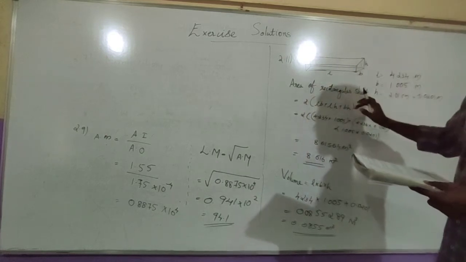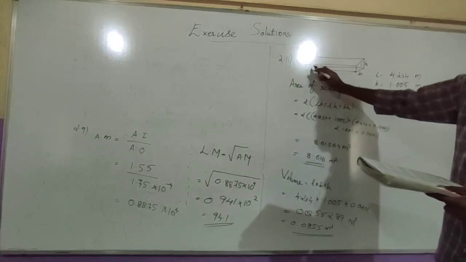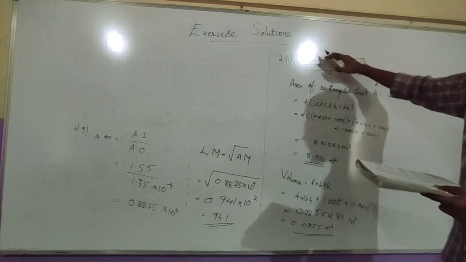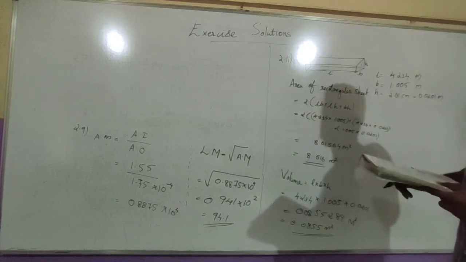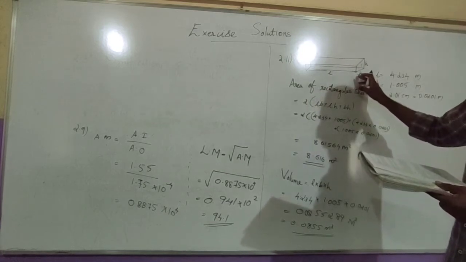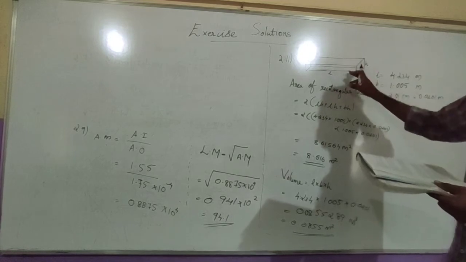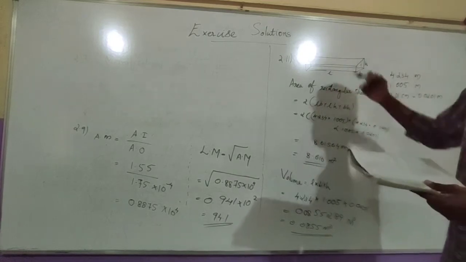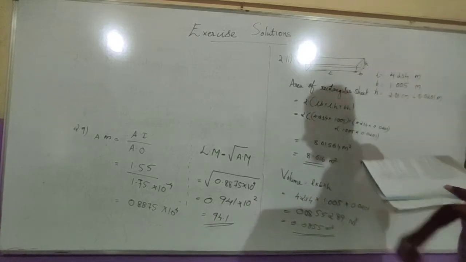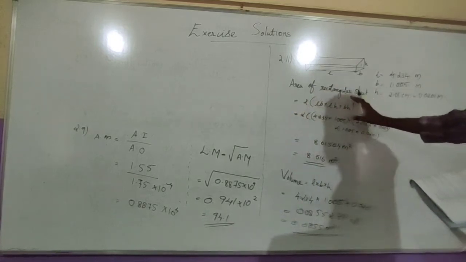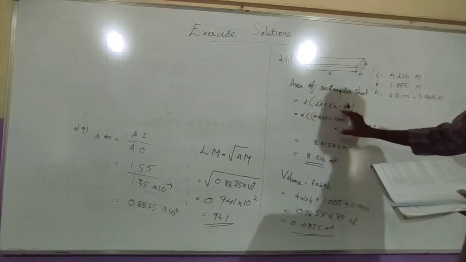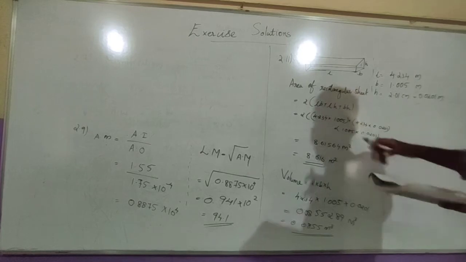Here the area will be B into H. Now if you consider this face, L into B will be the area, and on the back side the same will be there, that is 2 times L into B, as well as the upper and lower portions. L into H will be the front and back, and L into B will be the upper and lower portion. So the total area of the rectangular sheet will be 2 into L into B plus L into H plus B into H. So you have to substitute the values.